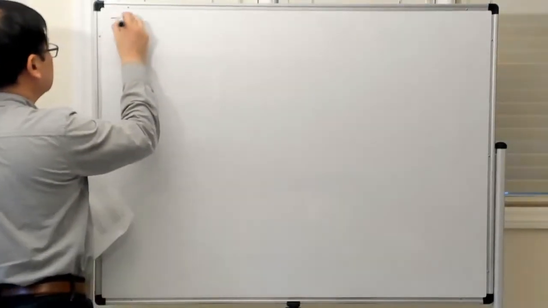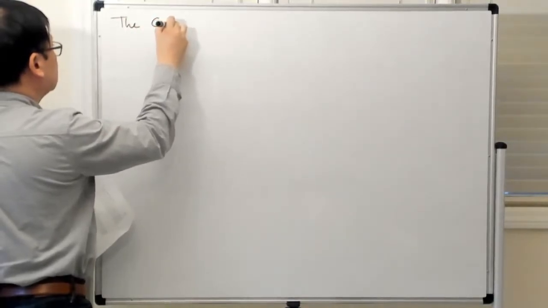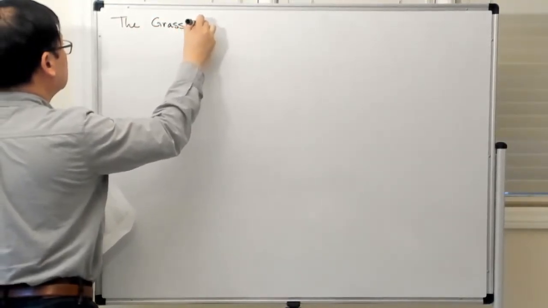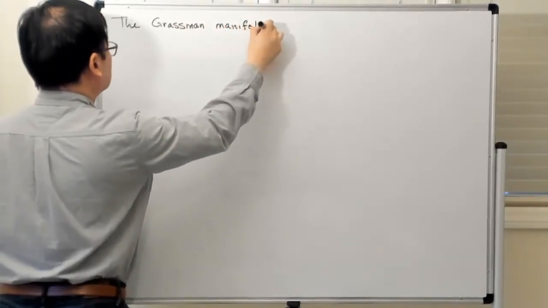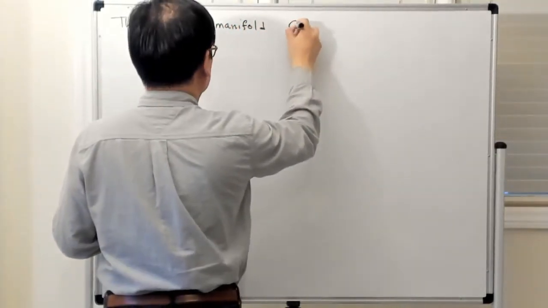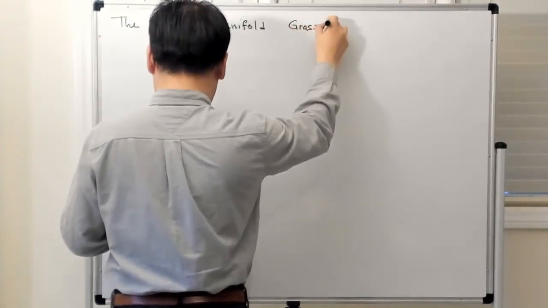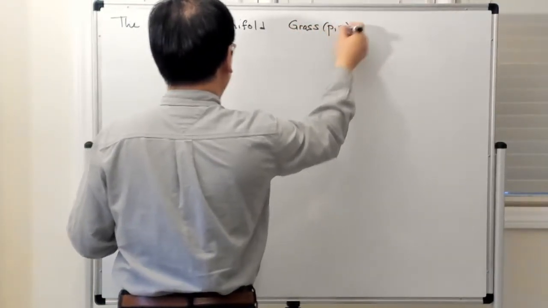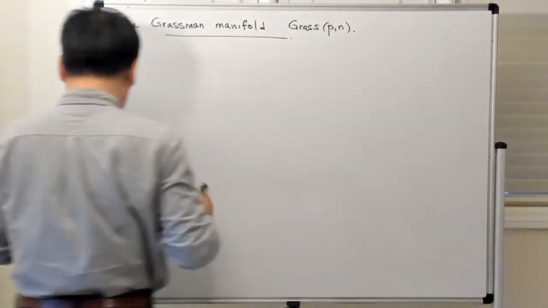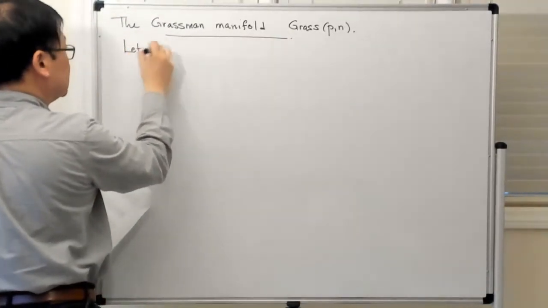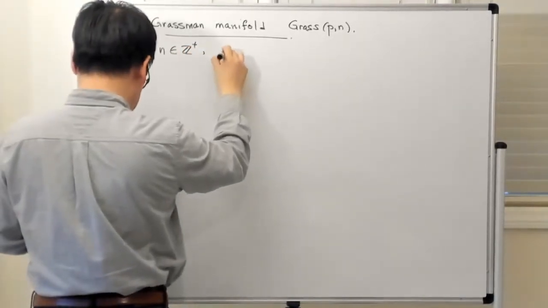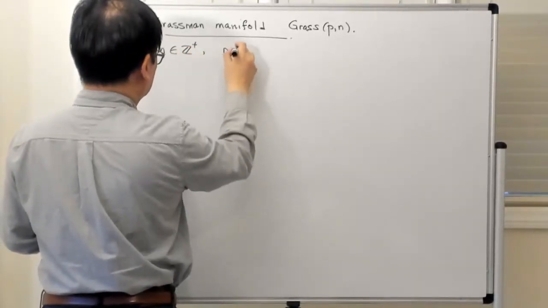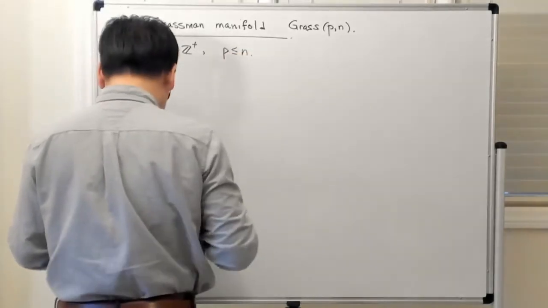Okay, so now let's look at the Grassmann manifold. This is denoted Grass(p, n). Let n be a positive integer and p also be a positive integer less than or equal to n.